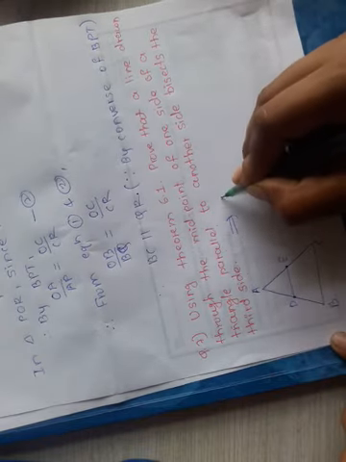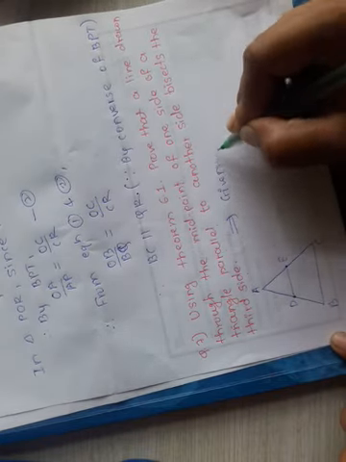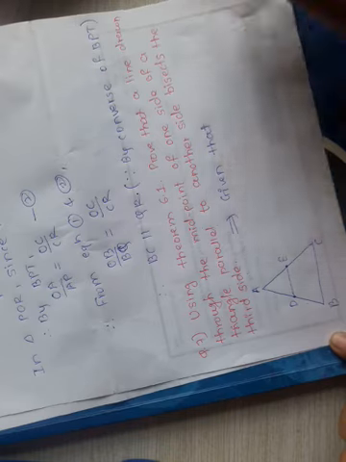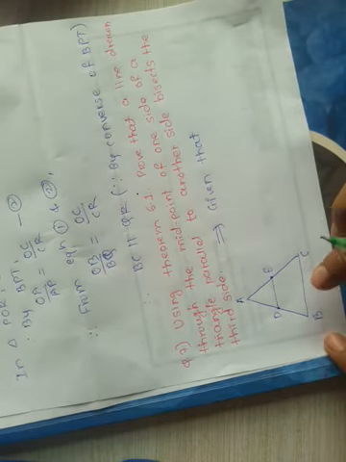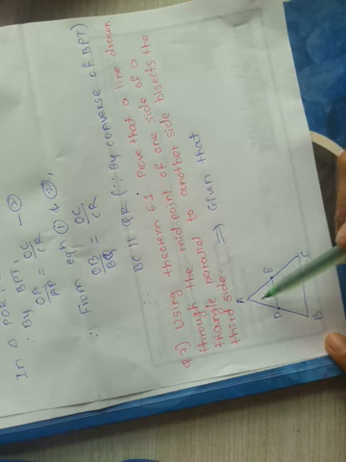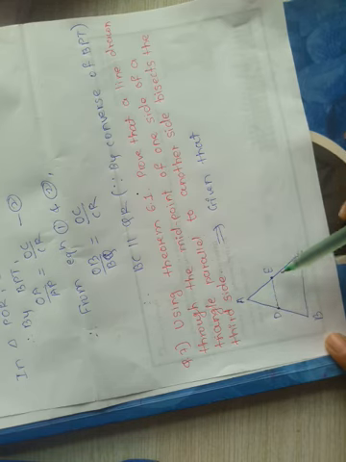So write down all the given things then. Given that, we have to prove: if DE is parallel to BC, then we can use the basic proportionality theorem here. How can we use it? DE parallel to BC means the ratios must be equal: AD upon DB is equal to AE upon EC.